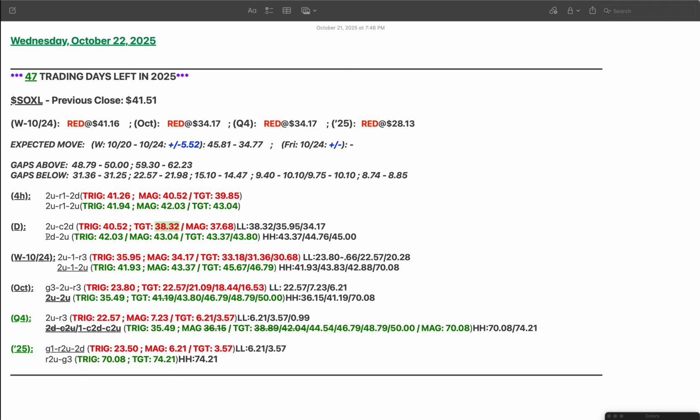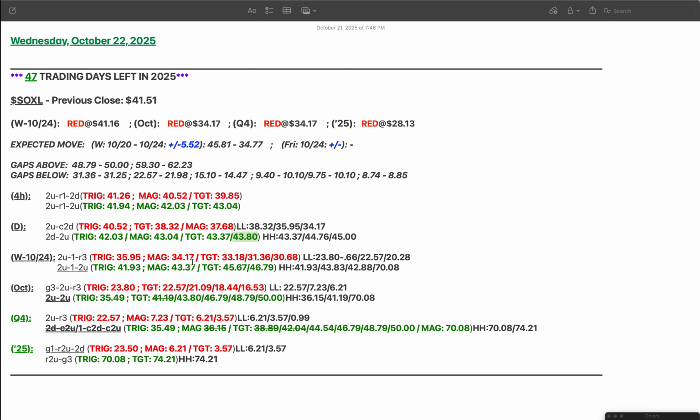Now, if we go to the upside, that triggers a 2 down, 2 up at 42.03, with the magnitude of 43.04, and we've got extended targets of 43.37, which is last week's high, and then 43.80, which is the 100% fib of that bull flag from the April 7th low. All right, so we won't go back to the charts for the week, month, quarter, and year. We've gone over those earlier in the video.